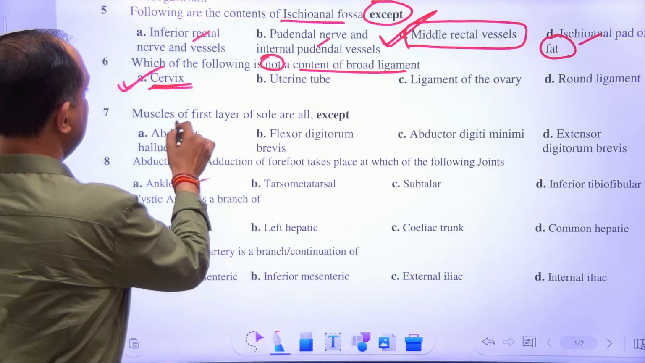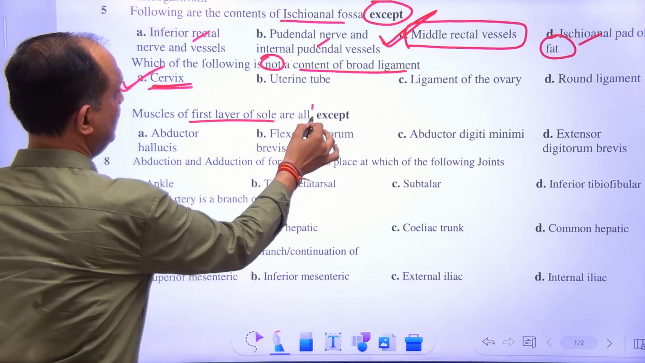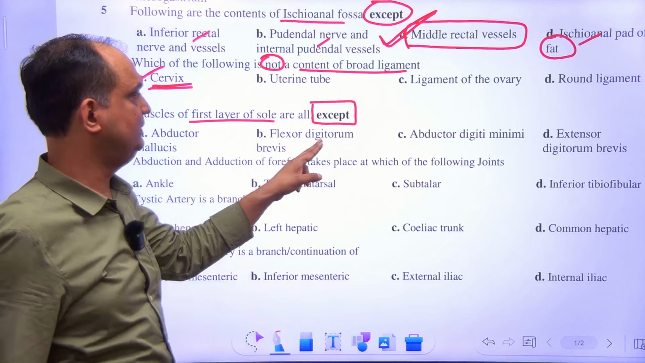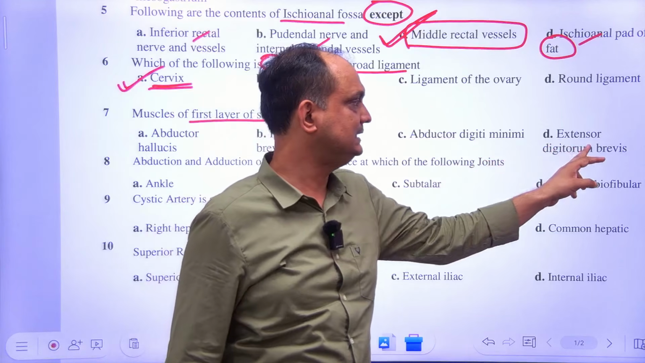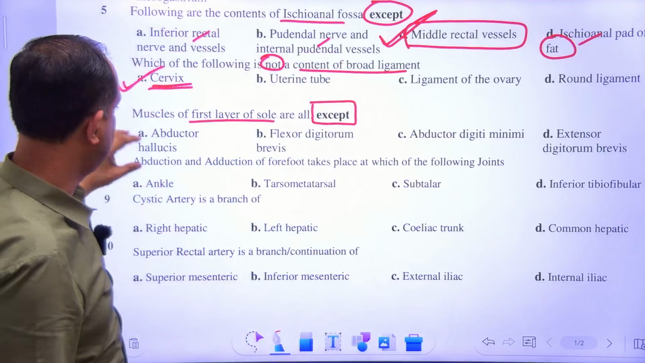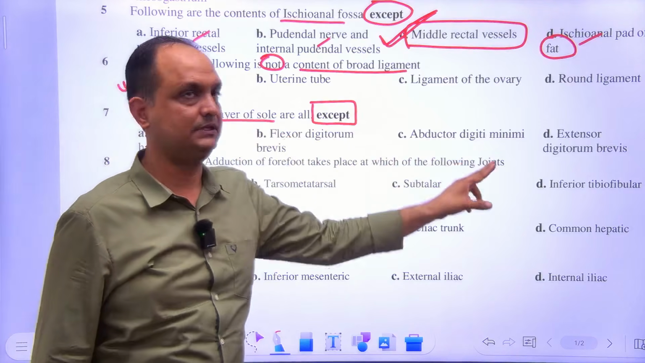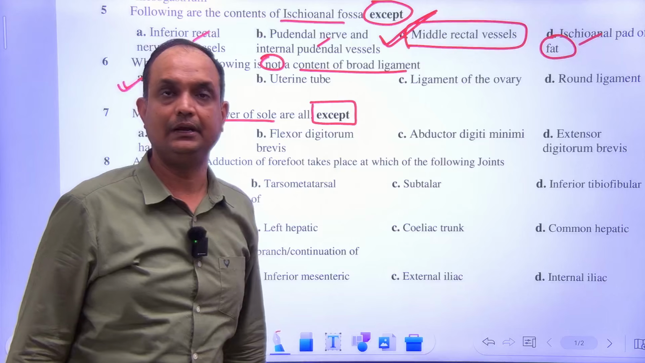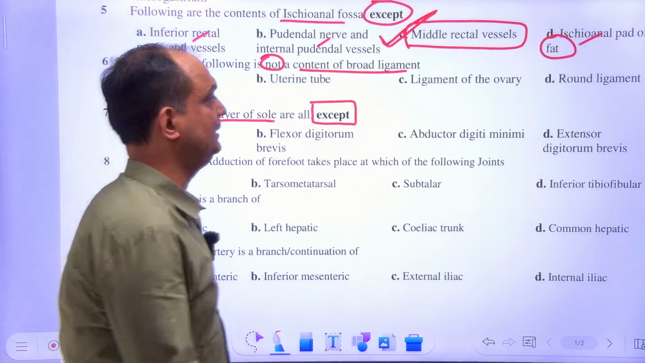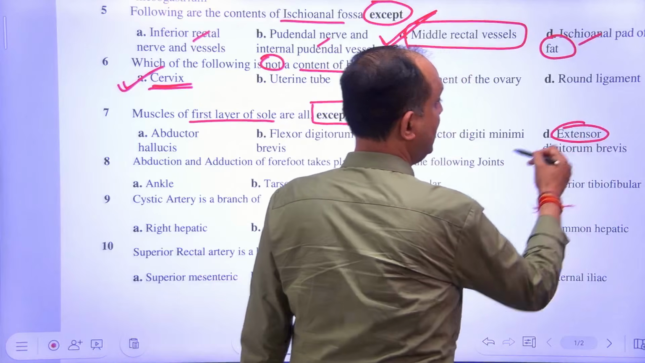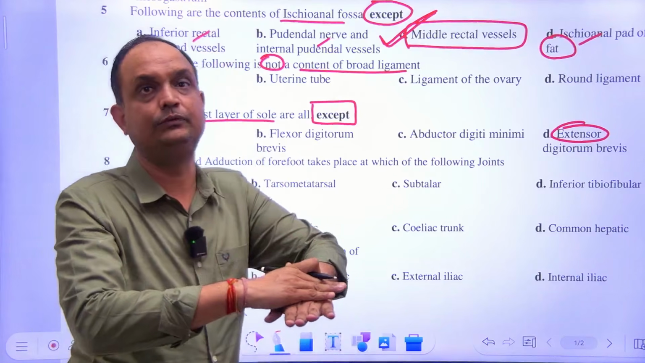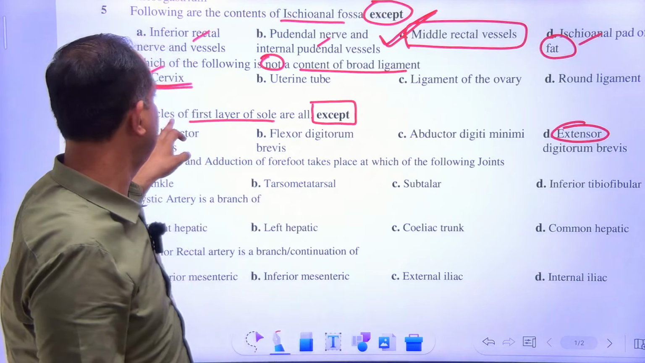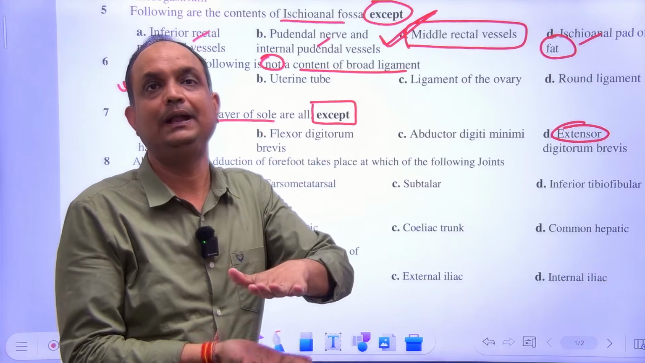The next question is muscles of first layer of sole are all except. So what are the options? Abductor hallucis, flexor digitorum brevis, abductor digiti minimi, extensor digitorum brevis. Now dear students, by seeing the four options, you can even correct this question without knowing the layer, because you have to understand that extensor muscles are present on the dorsum of foot, not on the plantar surface of foot. And when you are having the layers of the sole, you are talking about the plantar surface.